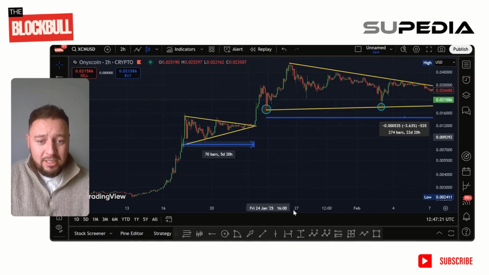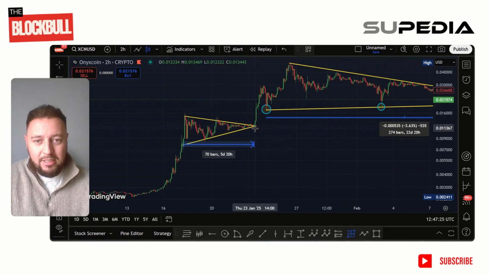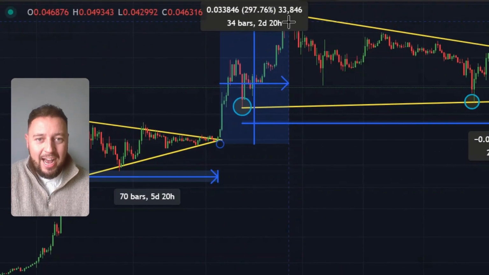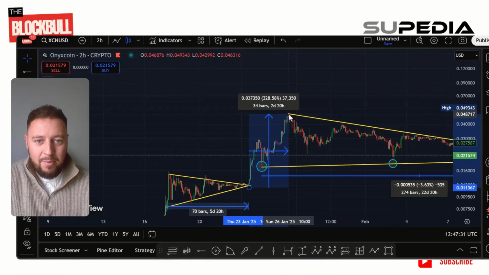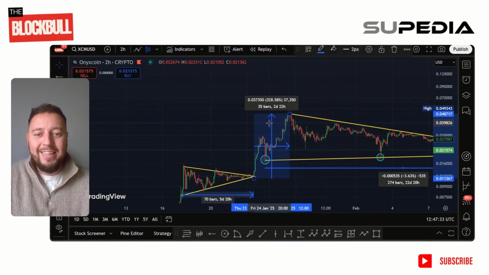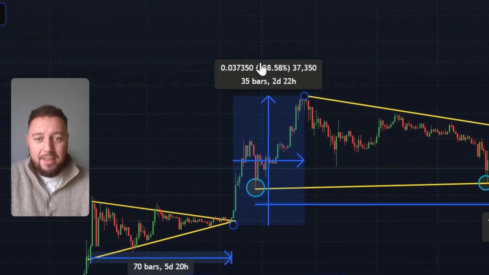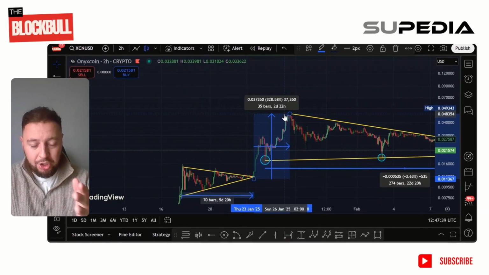Now, what I want to know, and we'll get back to this, is when the top of this is. So this is the apex. This is a breakout. The high is up here. And look how many days, get on that green candle. Look how many bars, should I say, that's taken. 35 bars, which equates to 2 days and 22 hours.